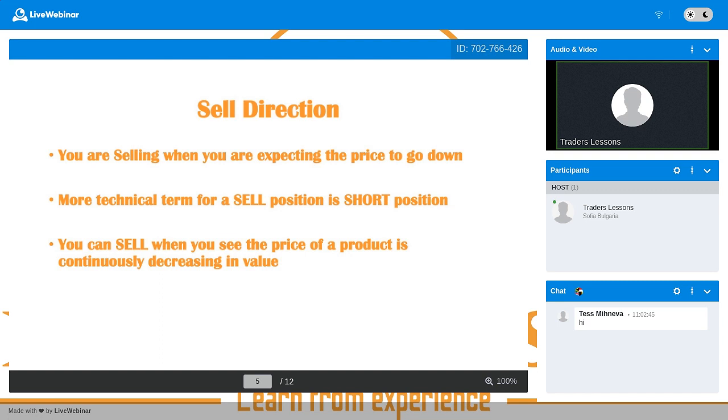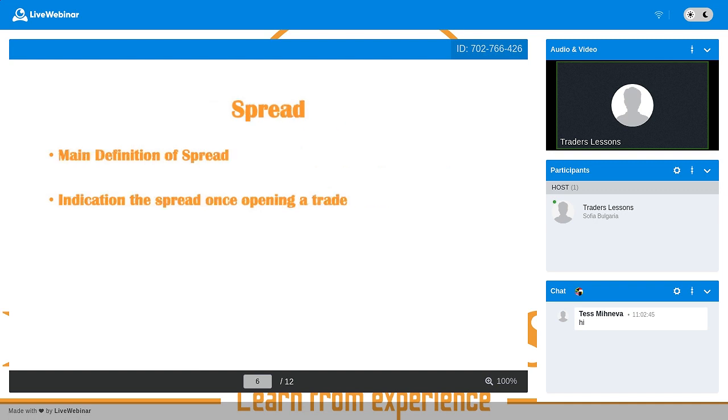So buying, we go long, when we expect the product to increase in value, to increase as a price, and selling, or we go short, when we expect the price of the product to drop in order to generate profit trading or speculating into the market.